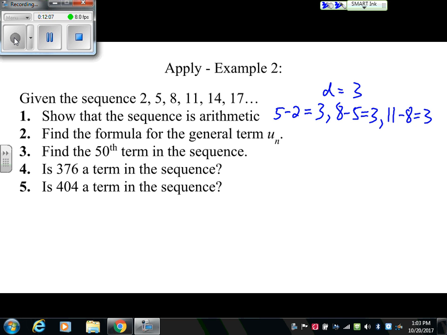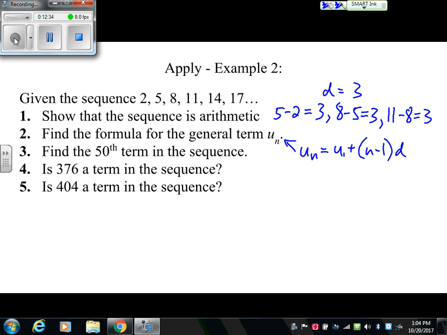And there's no other acceptable way to show. So you can't say, oh, we're just adding 3 every time. Look, no, you have to show me by subtracting backwards that there's a common difference of 3. Now we want to find that formula. So the same thing that we did on the previous slide, I'm simply going to write it down. We have u sub n is equal to u sub 1 plus n minus 1 times d.